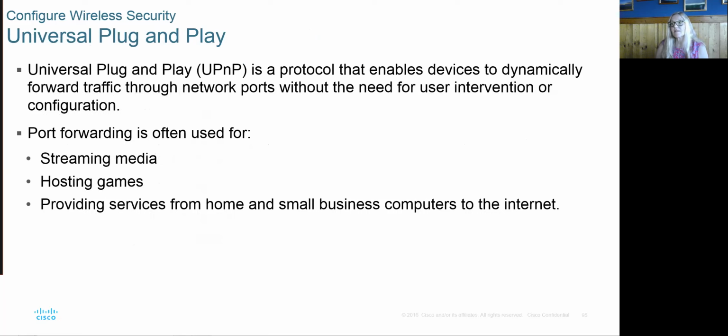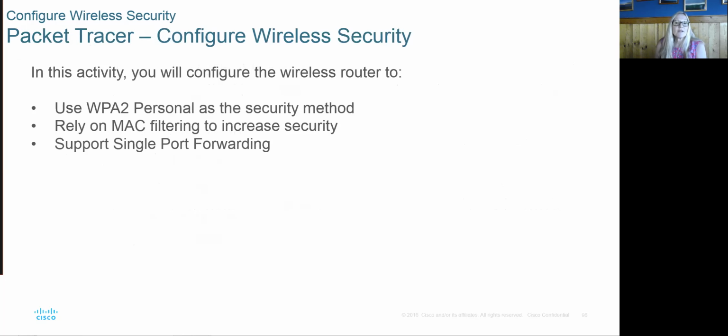Universal Plug and Play is an absolutely horrific protocol. Make sure that you always disable Universal Plug and Play. It basically enables devices to dynamically forward traffic through network ports without any user intervention or configuration. It's used for streaming media, for hosting games, and providing services. There is a Packet Tracer activity where you're configuring wireless security on a wireless access point in Packet Tracer. So please do that.